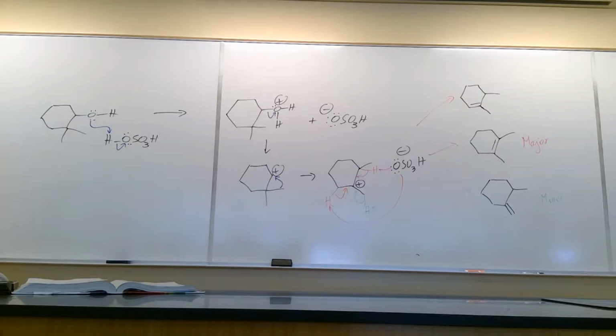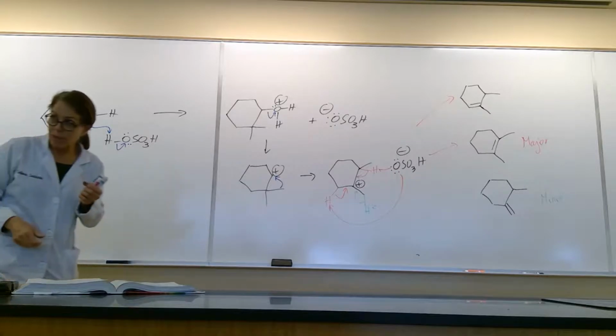So when you have elimination, be careful, guys. First of all, every time we have a Bronsted acid, there's always going to be a carbocation if possible. That's what we learned the hard way. Second thing is, when you have elimination, look at all your options. There's more than one option.